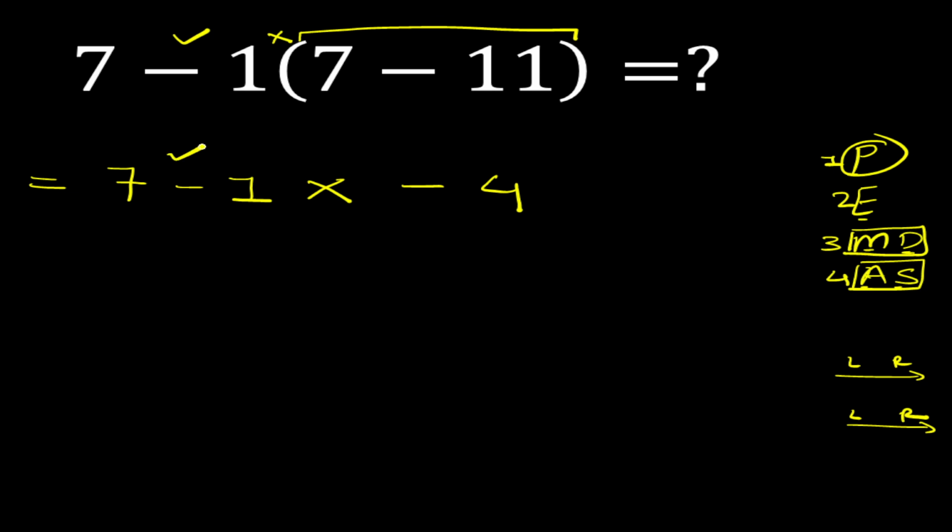So now here we have subtraction and here multiplication. So according to PEMDAS, first we have to solve multiplication. So minus 4 multiply minus 1 is equal to plus 4, right? So 7 plus 4. Now 7 plus 4 is equal to 11. So the correct answer is 11, right?